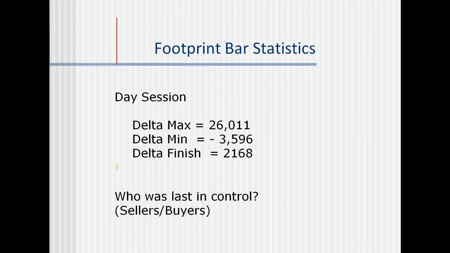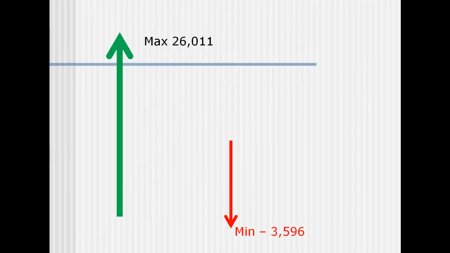So when I pull the numbers out of the table, I have 26011 for the delta max, negative 3596 for the min, and then a finish of 2168. And the key question is, who was last in control? Was it the sellers or the buyers? Let's quickly analyze this data together and see what it tells us.